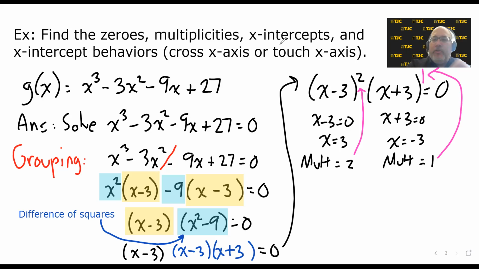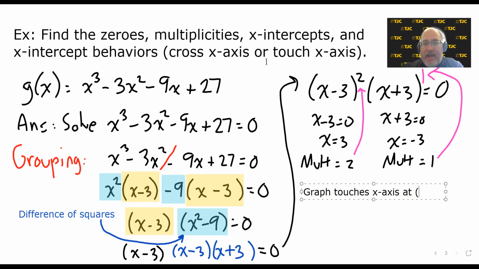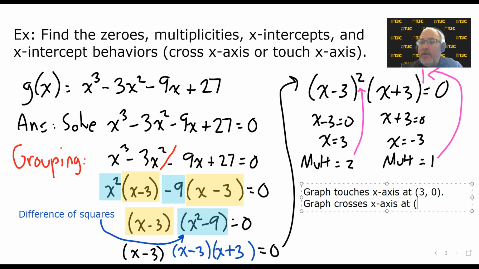And what does it mean when the multiplicity is even? That means you cross the x-axis. No, it doesn't. When the multiplicity is even, you touch. So the graph touches the x-axis at x equals 3, comma 0. Remember, it's an x-intercept, so the y-coordinate is 0. And the graph crosses the x-axis at the x-intercept with the odd multiplicity. That would be x equals negative 3, comma 0.